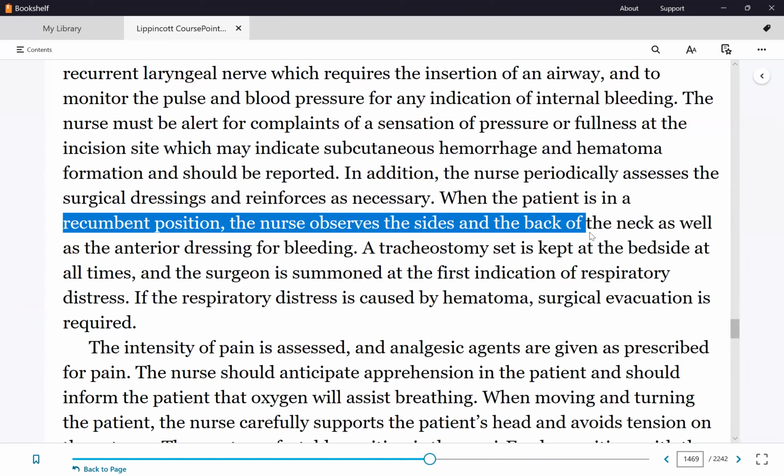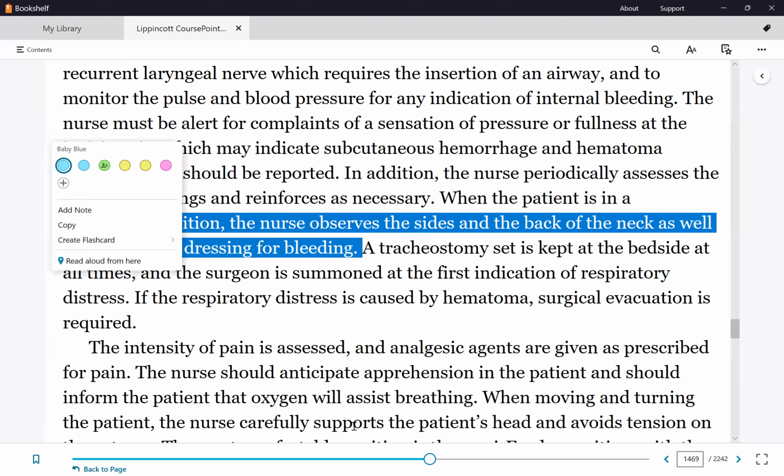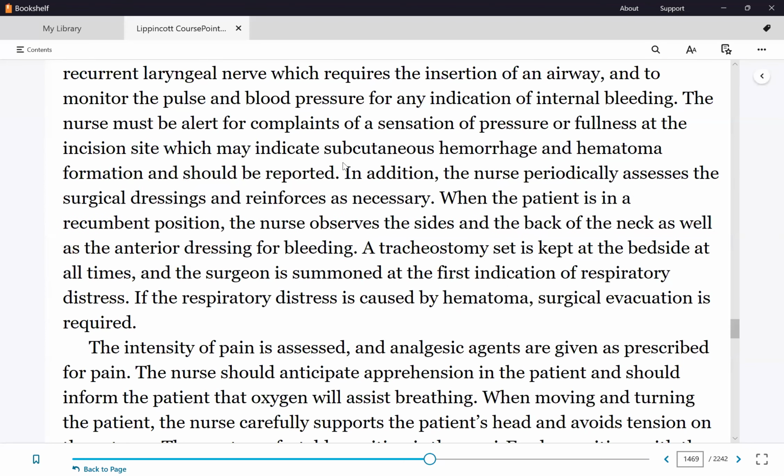So we look at the sides and the back of the neck, as well as the front of the dressing, to check for bleeding. Because in the recumbent position, of course, the blood will fall by gravity. So it could be bleeding at the back of the dressing rather than in front. You're following me on the chapter, yeah? You have your books open?